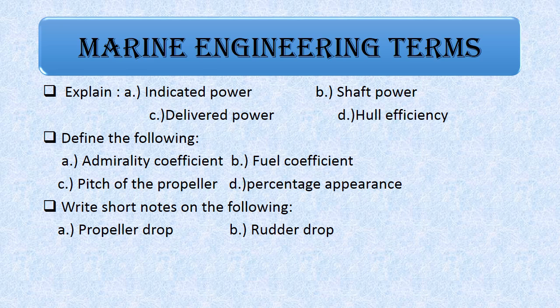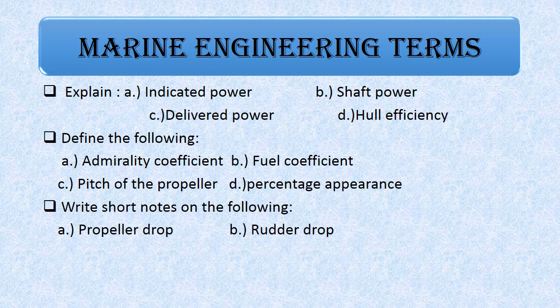Now as we finished auxiliary boiler questions, we will enter into marine engineering terms. These are the terms which need to be explained. Explain indicated power, shaft power, delivered power, hull efficiency. All these things are from question number 1, where generally the numericals are coming.